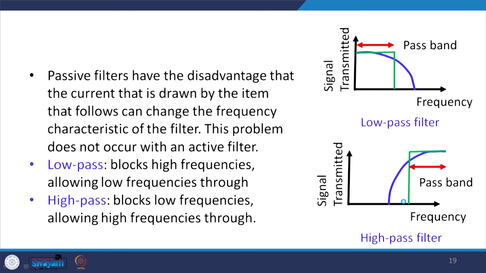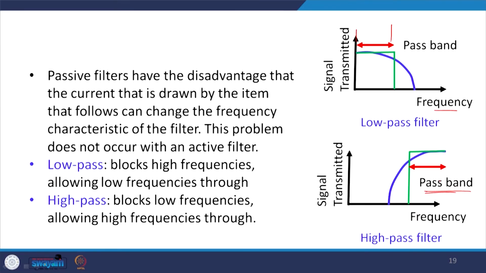Low pass filters. A low pass filter, as the name indicates, allows the lower frequencies and blocks the higher frequencies. So, if I am plotting the transmitted signal against frequency, only this range is actually allowed, and the other higher ranges are blocked. And a high pass filter allows only signals with a frequency higher than a particular frequency, and others are blocked.